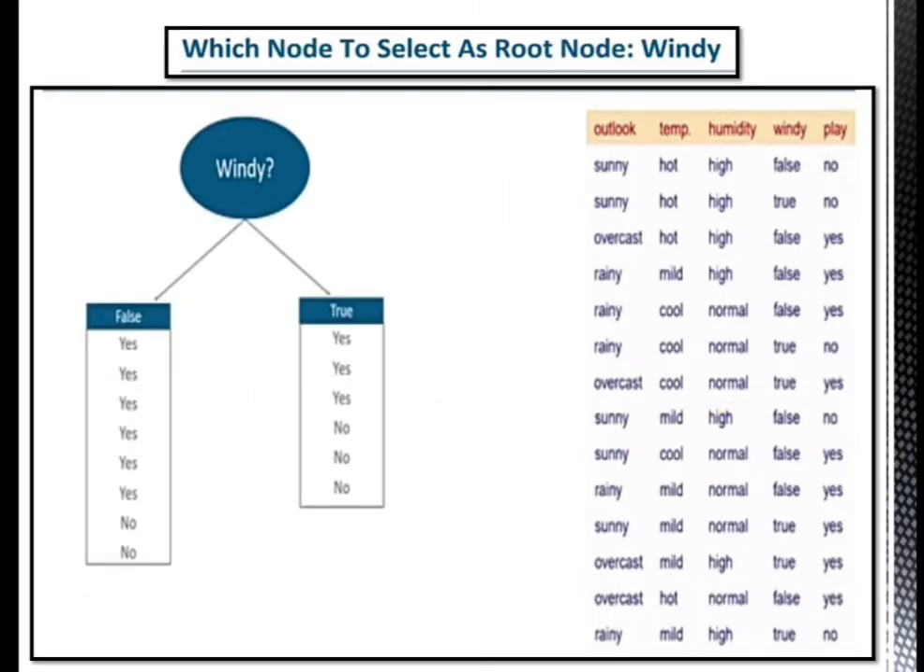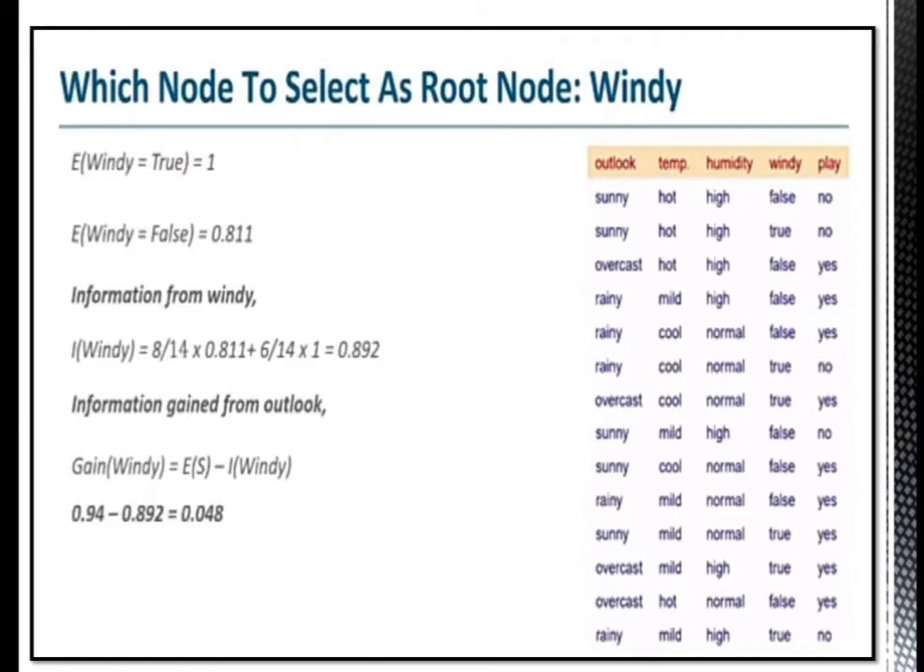Let us calculate the information gain for the windy attribute. For the windy attribute we can see that we have only two values, that is false and true. For false, how many instances we have? 8 instances out of 14, and for true we have 3 yes and 3 no instances. Here the entropy of windy when it is true is 1, and entropy of windy when it is false is 0.811.